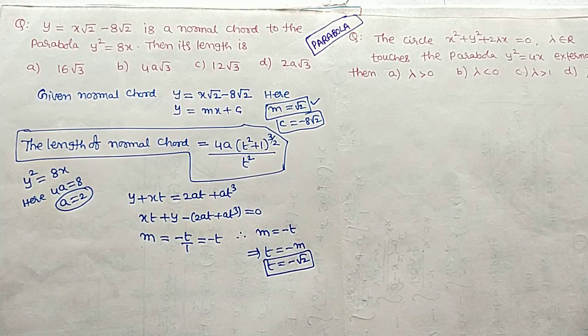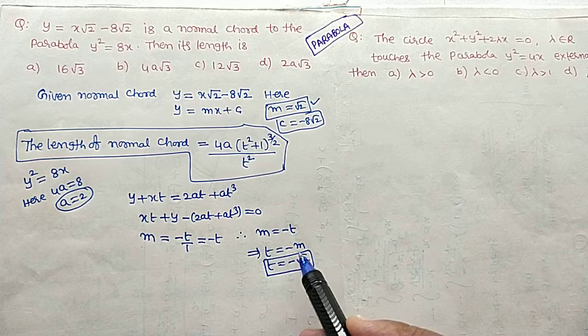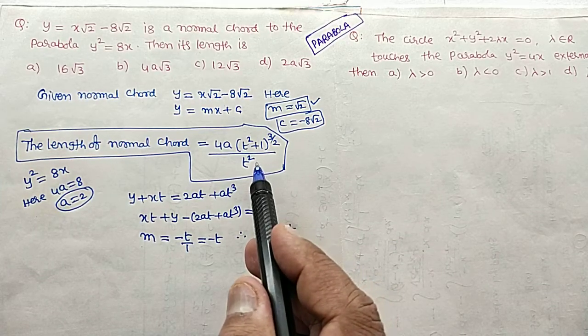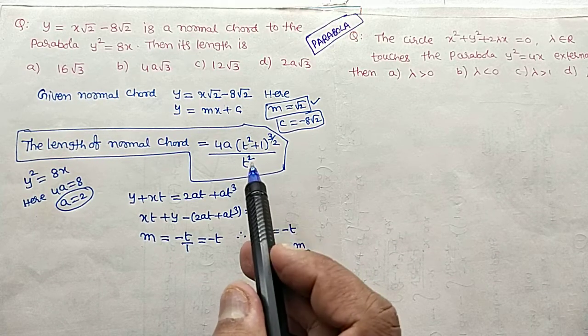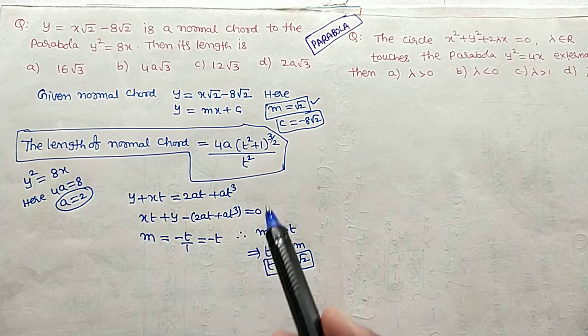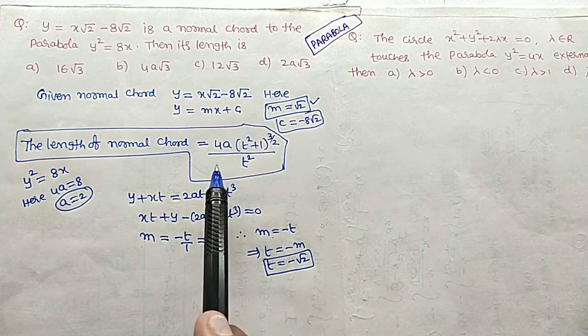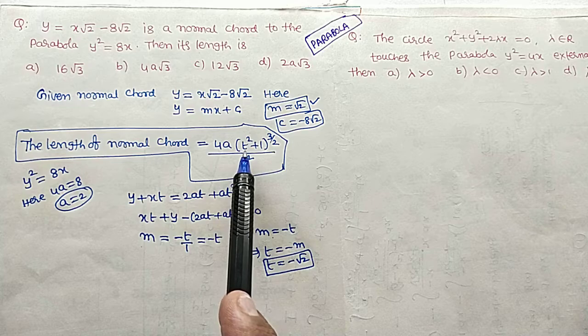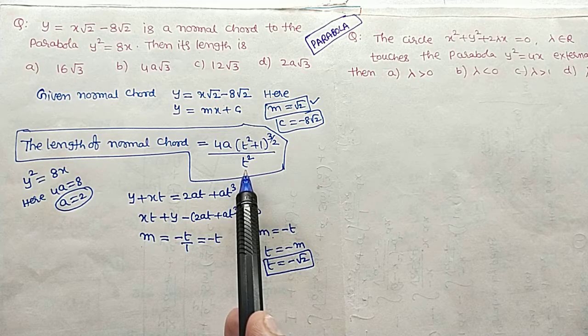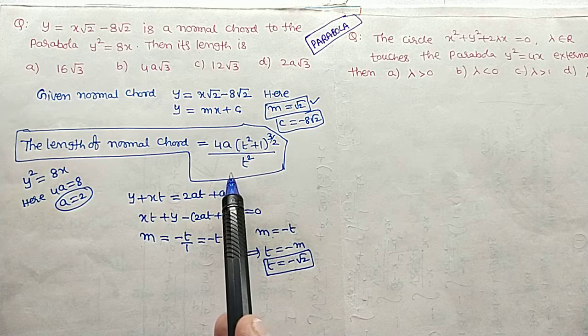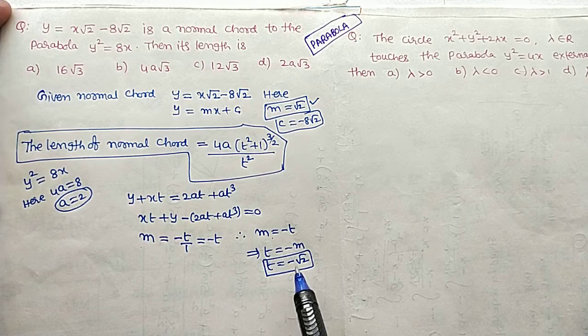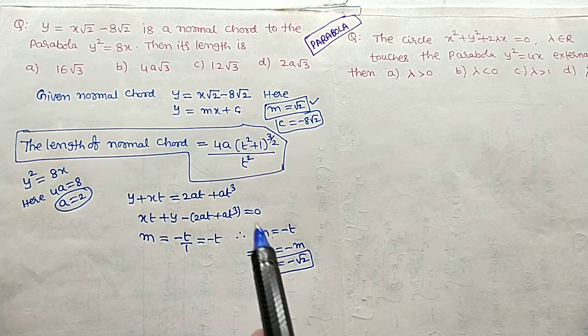Otherwise, one more thing. Wherever t is there, you have to replace it with minus m, and convert this formula in terms of m. So in place of t, substitute minus m. This formula becomes 4a into (m square plus 1) whole power 3 by 2, by m square. Even like this, you can do it. But here, we got the t value now.